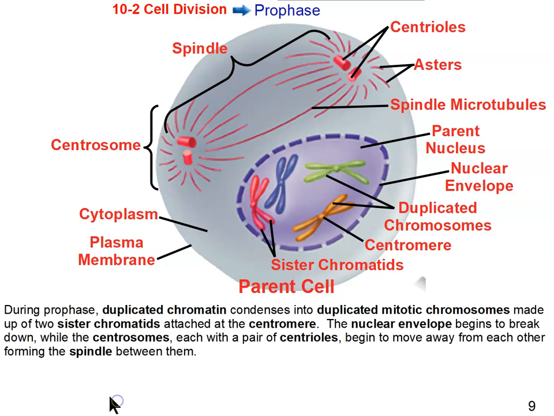So here's the explanation of what's going on during prophase. Duplicated chromatin condenses into duplicated mitotic chromosomes, made up of two sister chromatids attached at the centromere. The nuclear envelope begins to break down while the centrosomes, each with a pair of centrioles, begin to move away from each other, forming the spindle between them. And we'll pick it up next time looking at the rest of mitosis. In other words, metaphase, anaphase, and telophase.